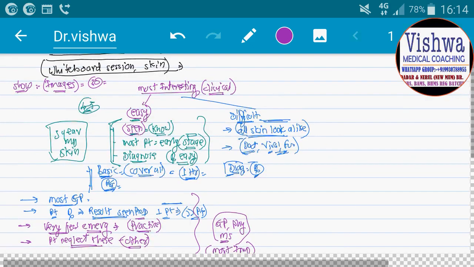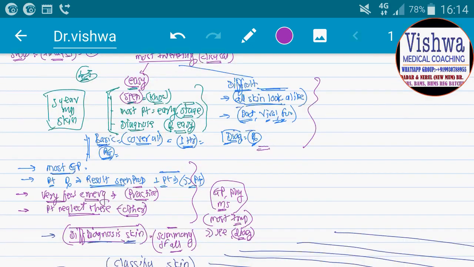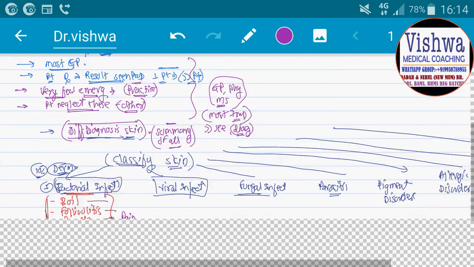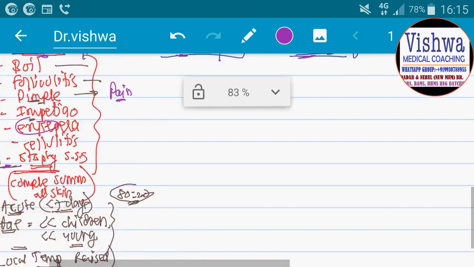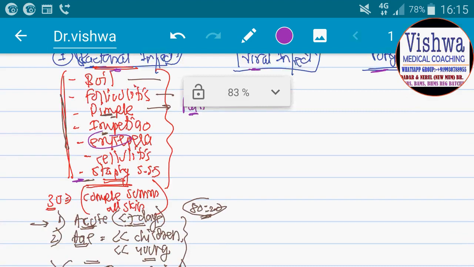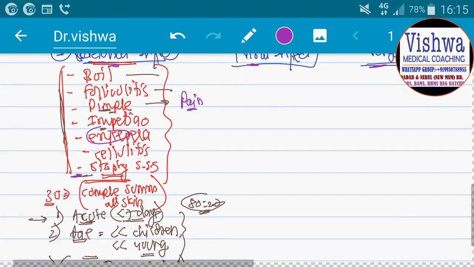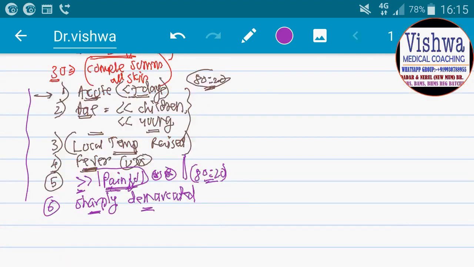So if you can see, we have started with the importance of the skin disorders, why it is important, why it is easy to diagnose as well as difficult to diagnose. We have gone through the classification of the skin disorders like bacterial infection, viral, fungal, parasitic, pigment disorders, etc. We have gone through examples of the bacterial disorders, and we have gone through the features which will make you understand.